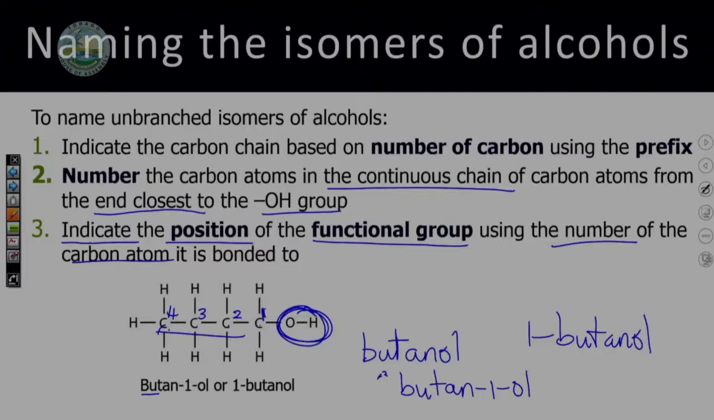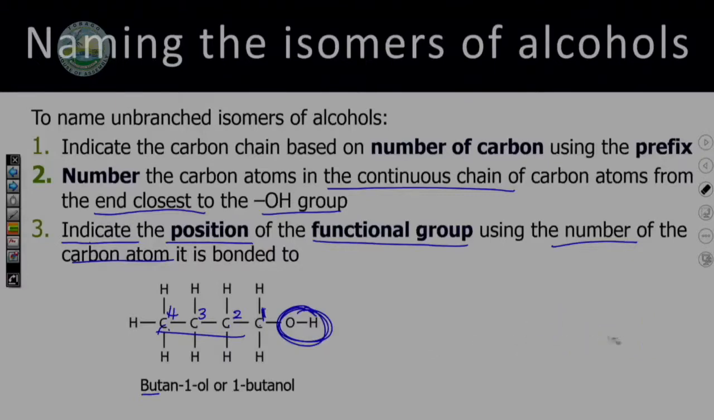Most students prefer to use that one because it can help you avoid making some errors. Sometimes students would say but-1-anol, and you would understand what they mean by it, but it's not the standard. So 1-butanol is a very good way of writing your isomer. All right, let's look at the next one now.